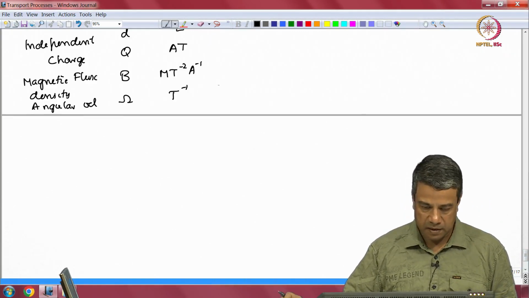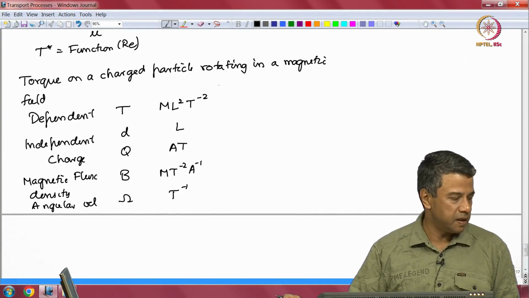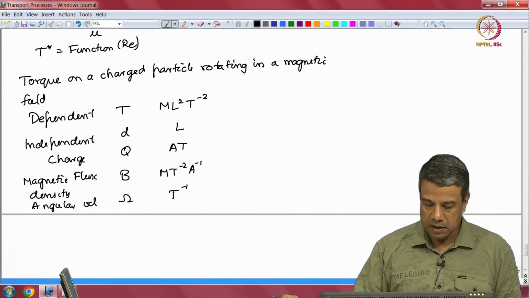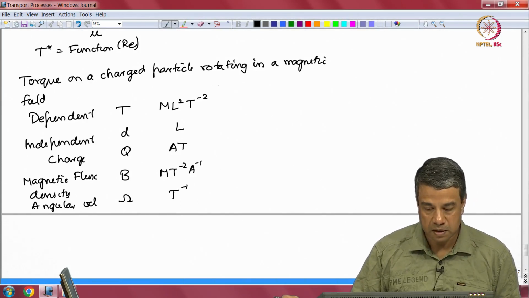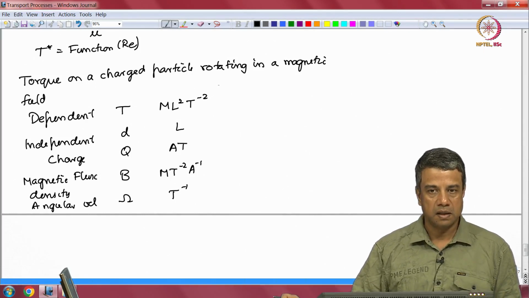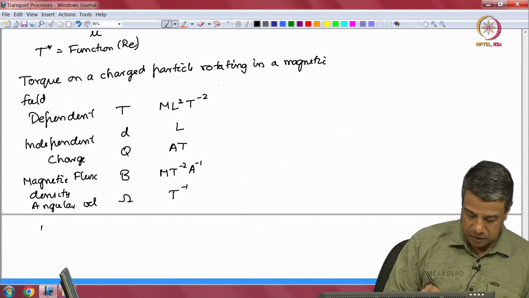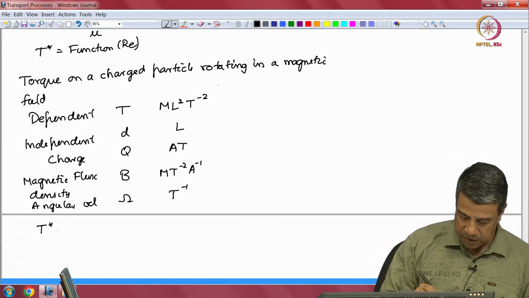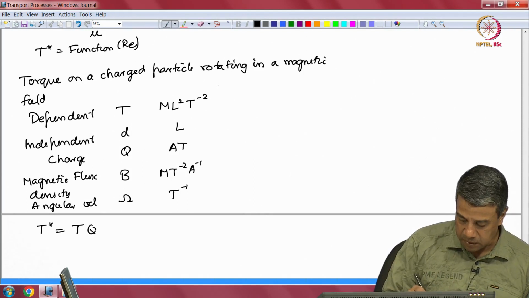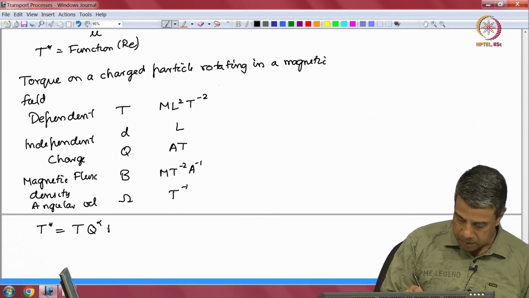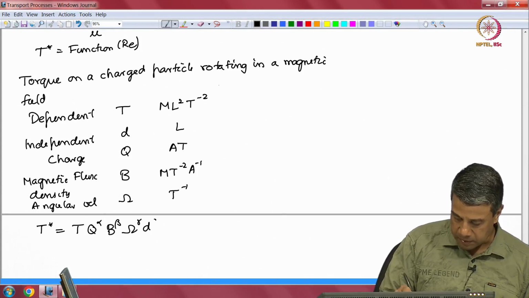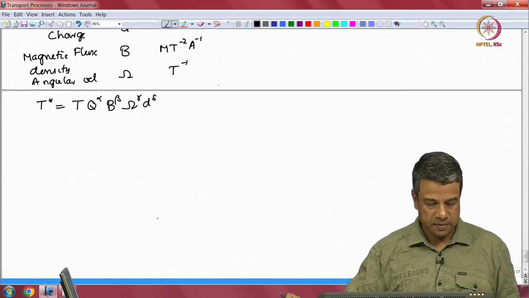So, in this problem I have one dependent and 4 independent dimensionless groups, and these have a total of 4 dimensions: mass, length, time and current. Therefore, there is only one dimensionless group, and that is going to be equal to the scale torque. I can write this as T into Q power alpha, B power beta, omega power gamma and d power delta. So, this is the expression for the torque.